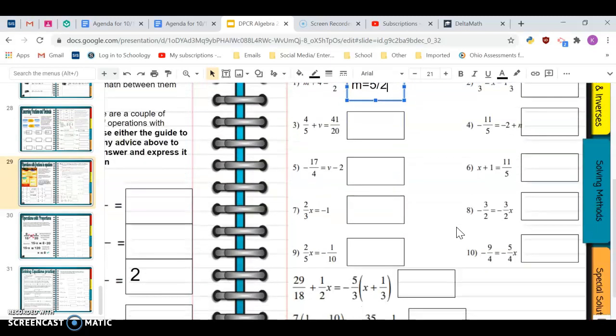Now let's take a look at one involving multiplication like this, okay? So what we have here, we have 2 over 3x equals negative 1. We need to go through and do the opposite of what's happening with this. So we are multiplying by 2 and dividing by 3. So we have to deal with the top part and the bottom part respectively. So the opposite of dividing by 3 is multiplying by it. The opposite of multiplying by 2 is dividing by it.